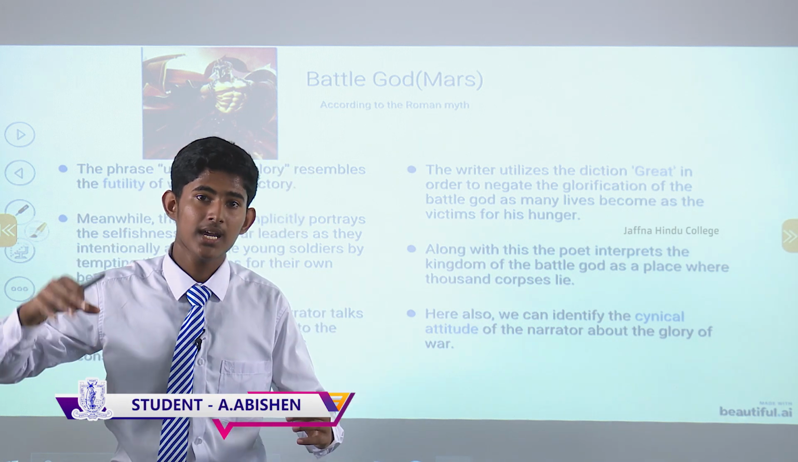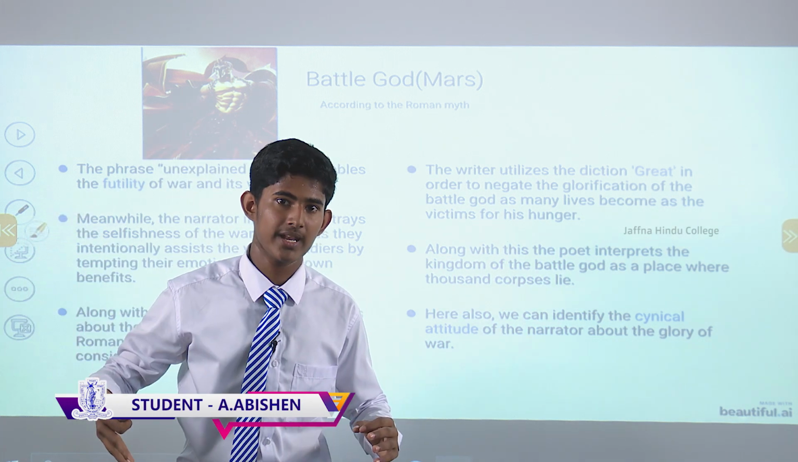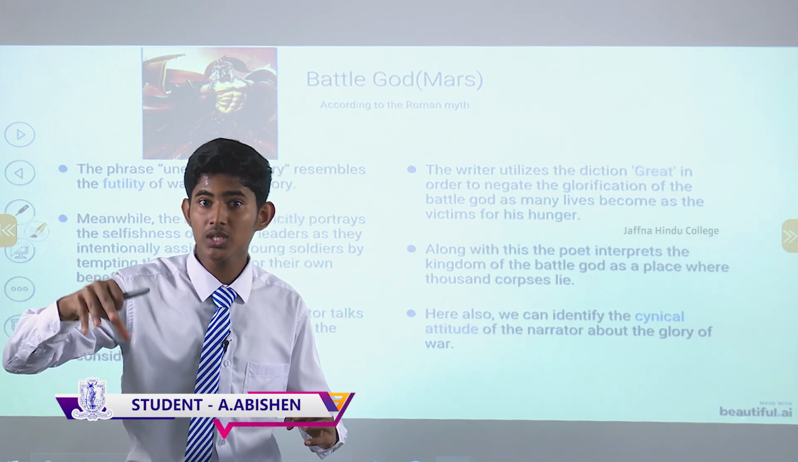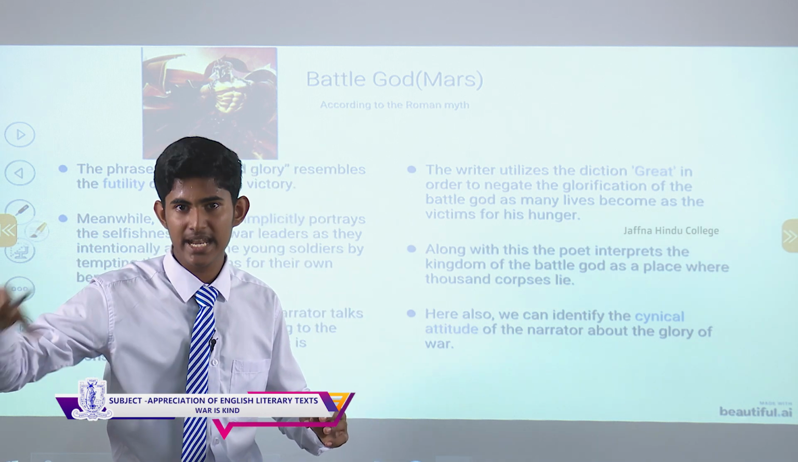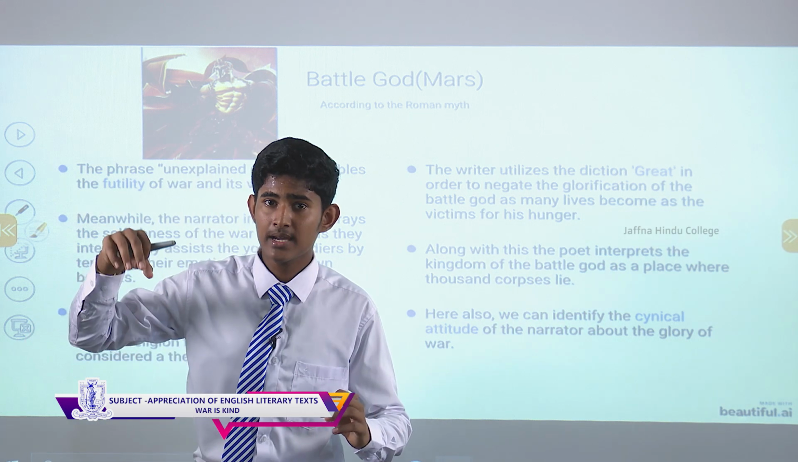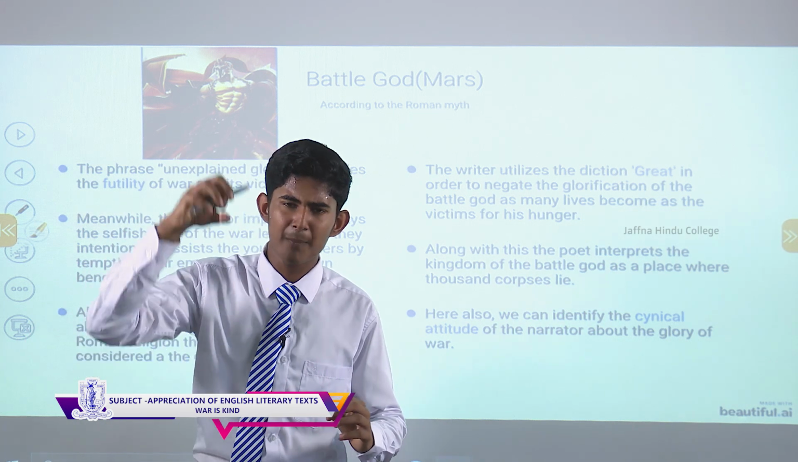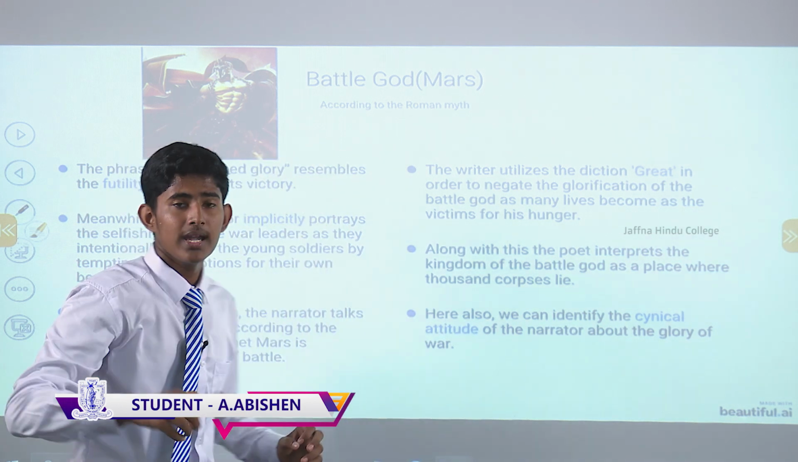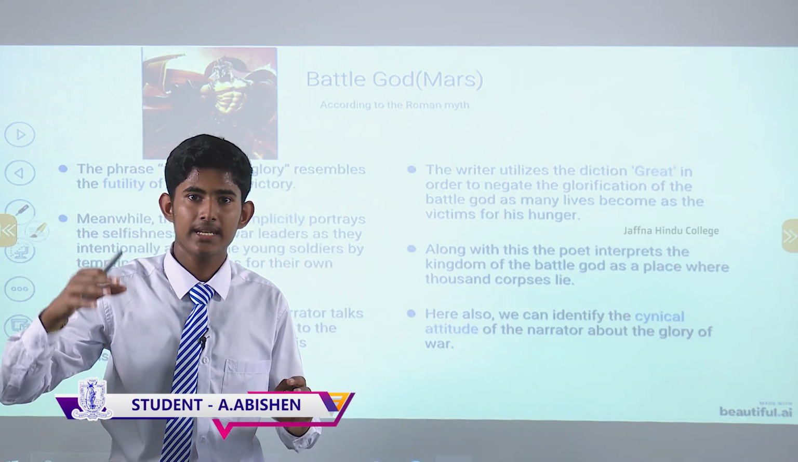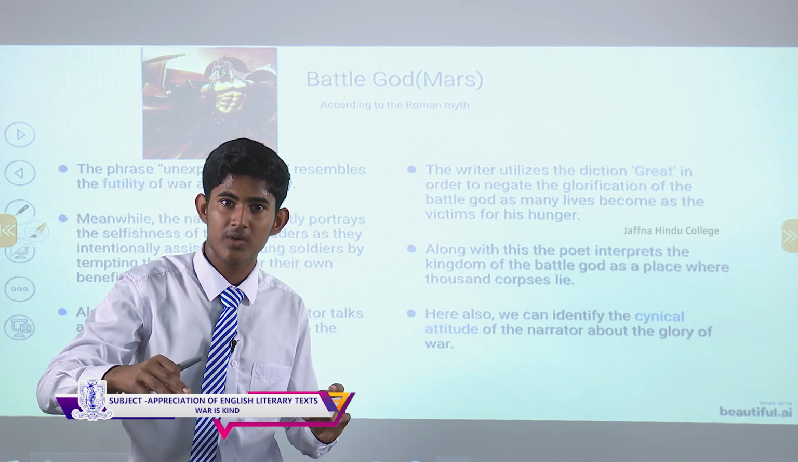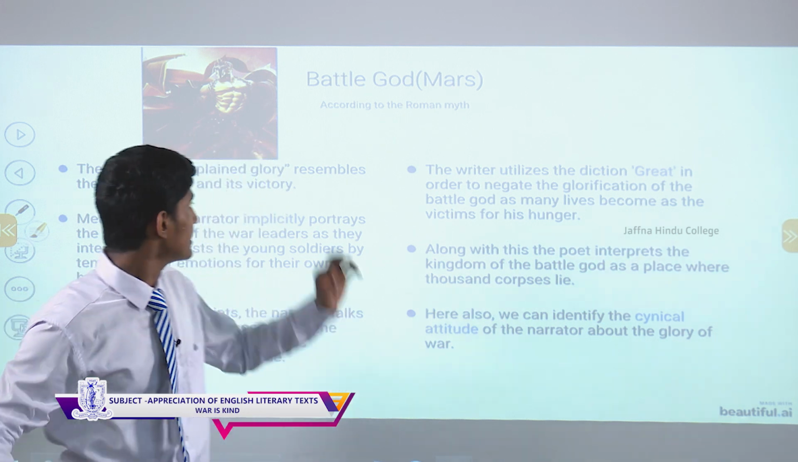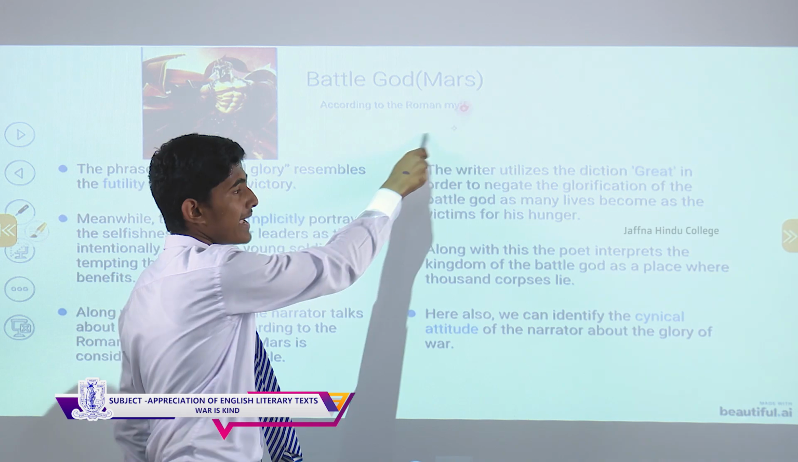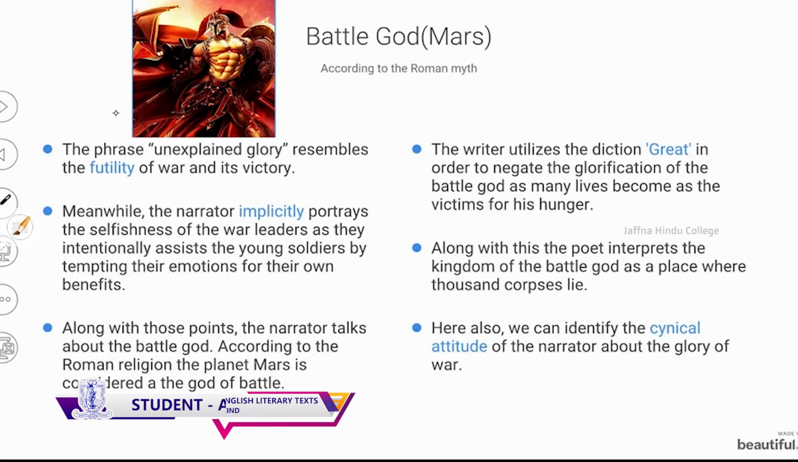Also, he is addressing the kingdom of the battlefield as a field where 1,000 corpses lie. Corpses means the dead bodies. Actually, these young men become the main meal for the hunger of this battle god. So, in the second stanza, the poet not only negates the glorification of the war, but also makes an antithesis about the battle god Mars.